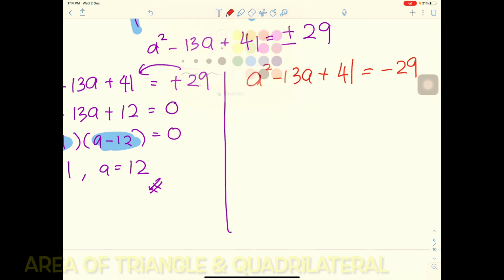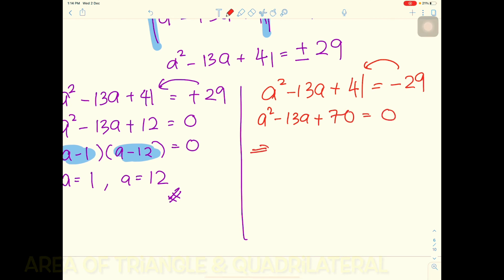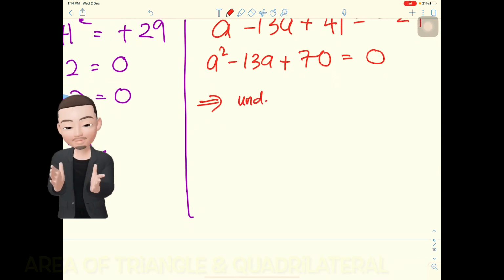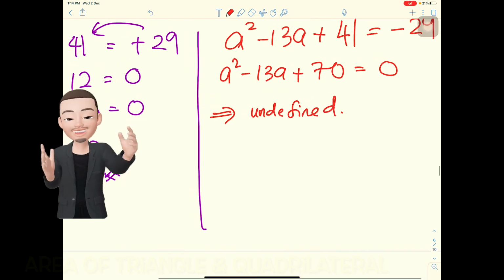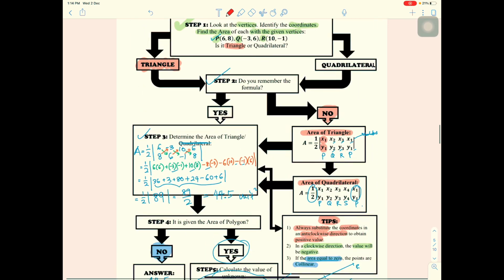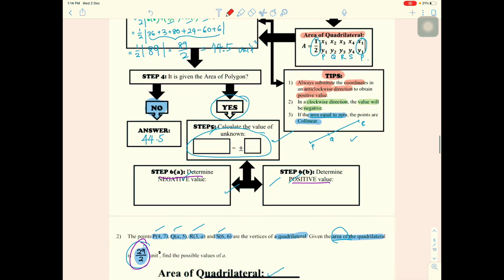For the second case, A squared minus 13A plus 41, bringing negative 29 to the left, you get 41 plus 29 becomes 70 equals 0. By using the app in your calculator, you will get the answer is undefined. So this is how we determine the area of a polygon, which is the area of a triangle or quadrilateral.